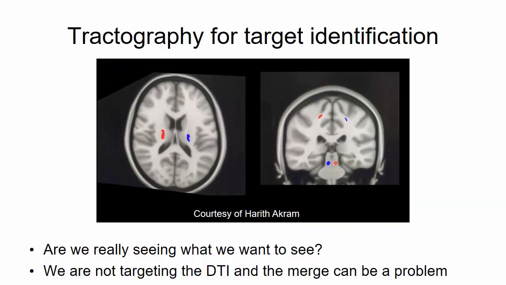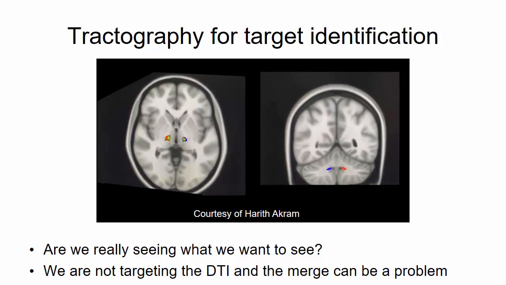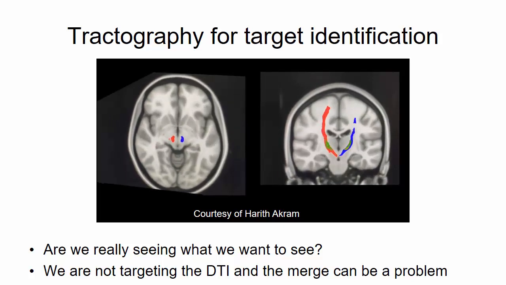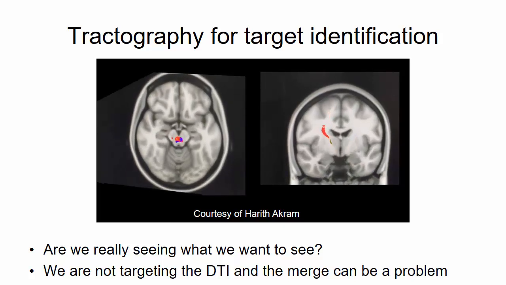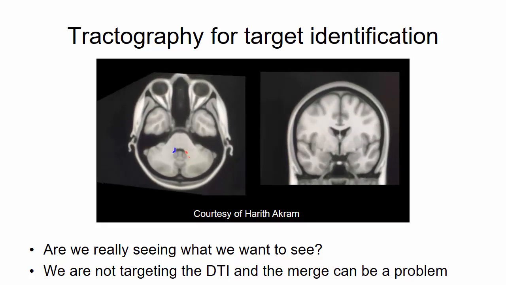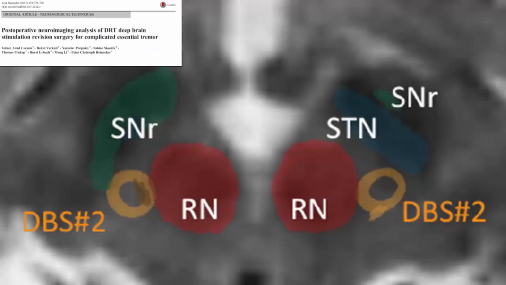Another option used by some is tractography-based targeting. This seems reasonable if we are targeting a fiber bundle. However, this method is still in its infancy. It is uncertain how much we can trust what we are seeing, and the accuracy of the merge can be a problem with the DTI sequences and the actual MRI sequences used for calculation of coordinates. And those using tractography seem to end up with the electrodes in the same place as we do when targeting based on the red nucleus and the STN.